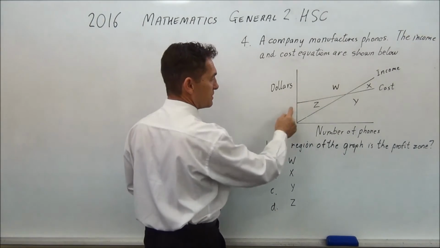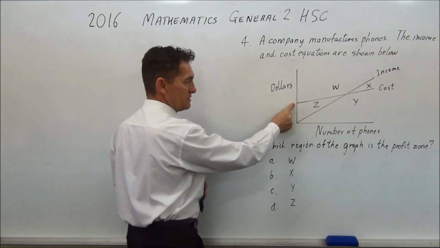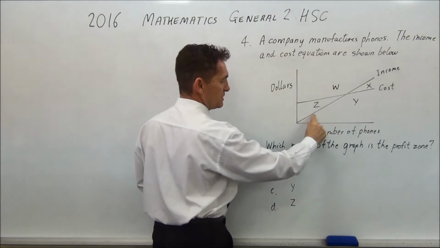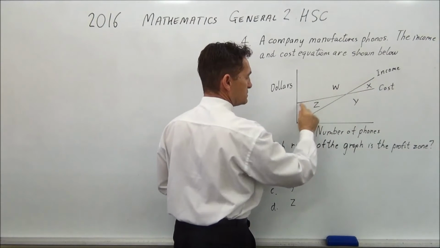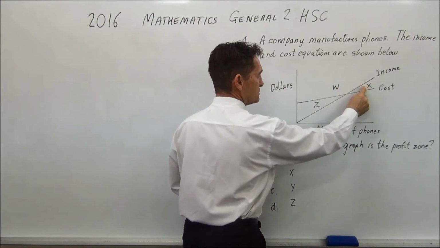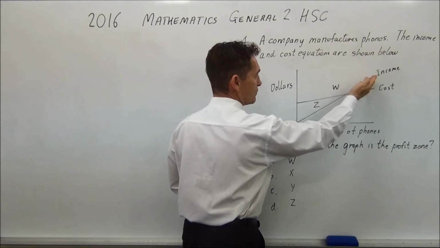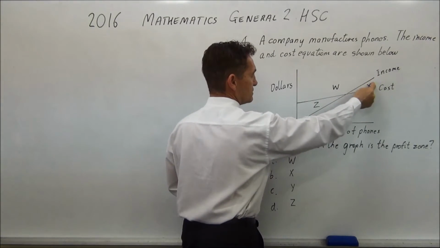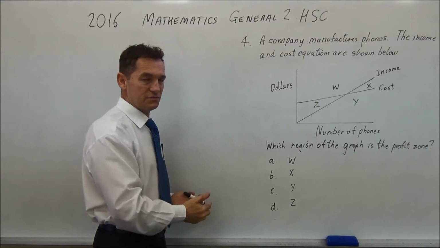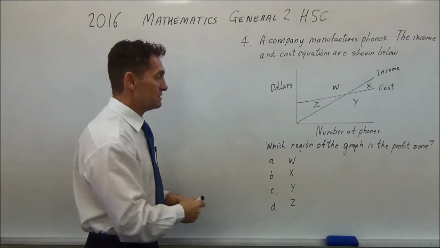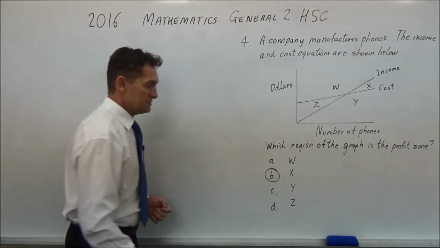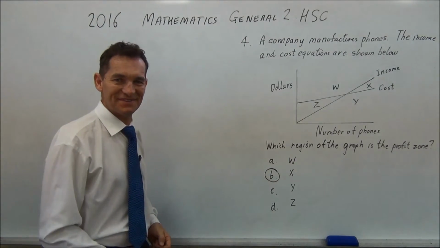So if you look at this sort of graph, this point starting here is your cost. So you start off spending money. This is the income, this is where you're making money. So if you're having to spend this money and you make this money, this is your profit. So you're eventually making profit here where your income is greater than your cost. It should be a fairly obvious question for you, and you should have done this a number of times in class. So we're looking for X, so the answer is B, and you're done.